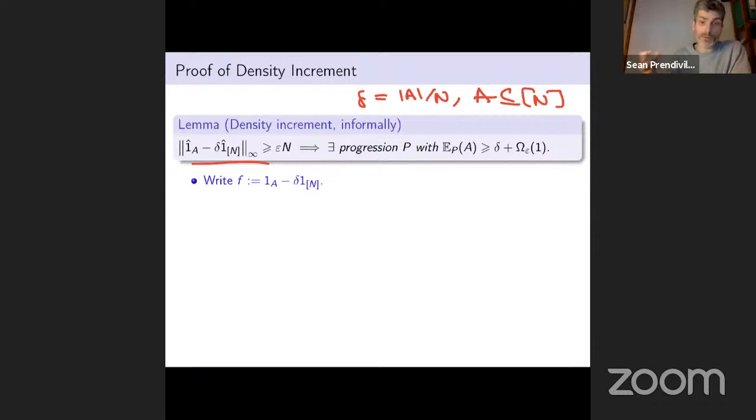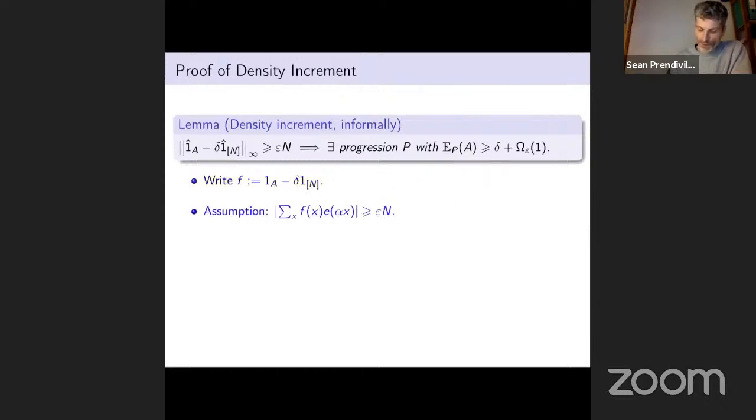So let me give a sketchy proof of how this goes. Let's define the balanced function of our set. So we take the indicator function of our set and we subtract the indicator function of the interval rescaled by the density delta. So this is balanced because its sum is 0. Because when you sum the indicator function of the set, you get delta times n. When you sum this thing, you also get delta times n, and those things cancel.